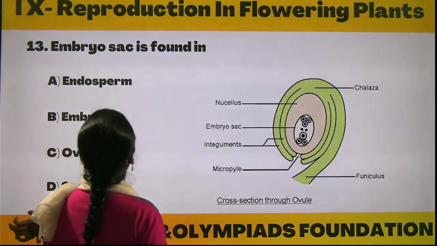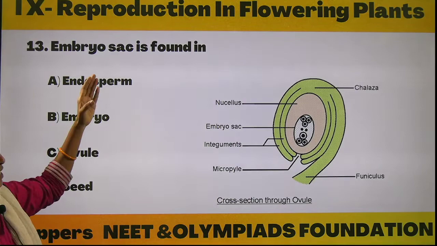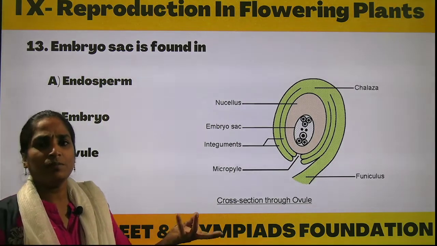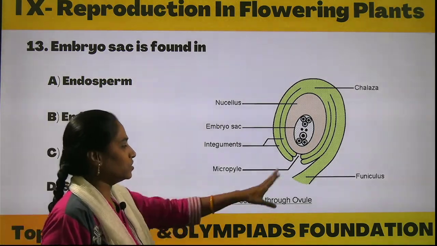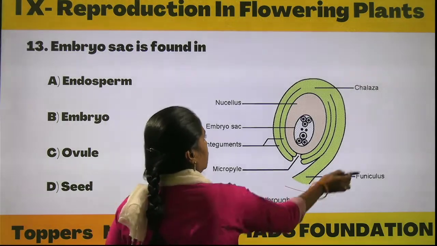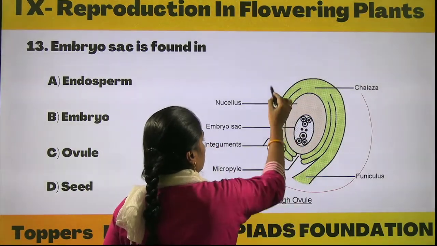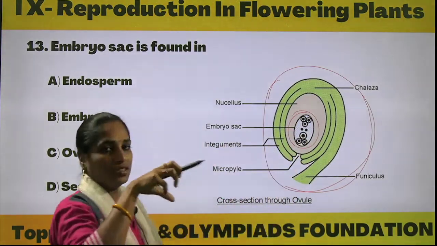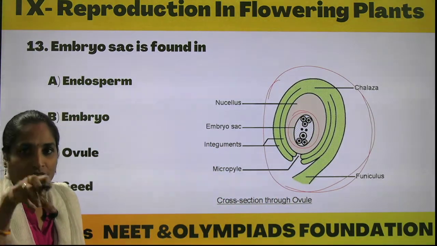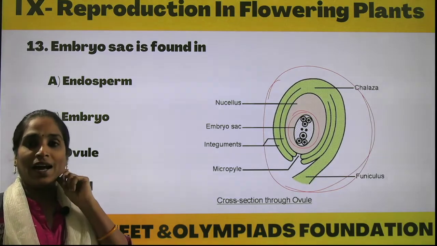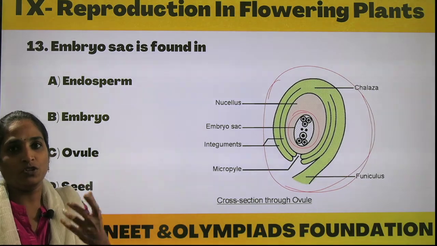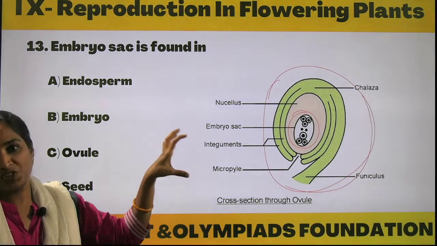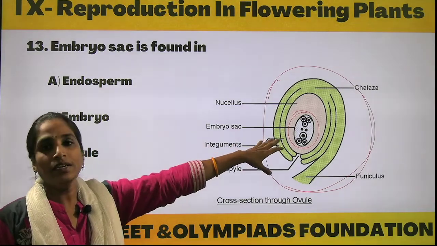Next question. Embryo sac is found in, where can we observe the embryo sac? Very easy question. So what is this? It's a cross section of the ovule. Within the ovule we can observe the embryo sac embedded within it. Why does the embryo sac have to be present inside? Because as fusion occurs from the pollen tube, the development must occur only inside.